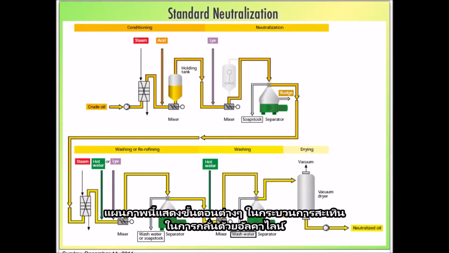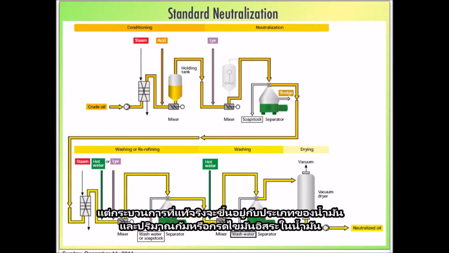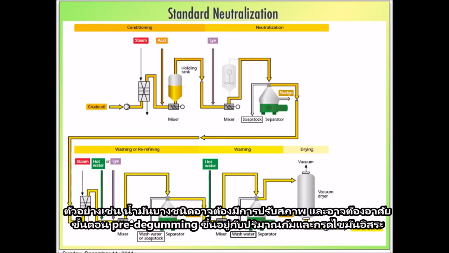This diagram shows a general outline of standard neutralization in the alkali refining, but the actual process will depend on the type of oil and the amount of gums or free fatty acid in the oil. For example, some oil may require some conditioning. So basically, depending on the amount of gums and free fatty acid, it may require some pre-degumming step.